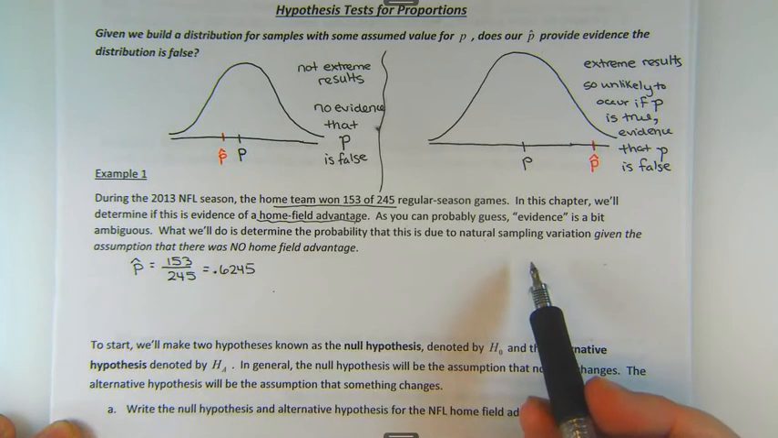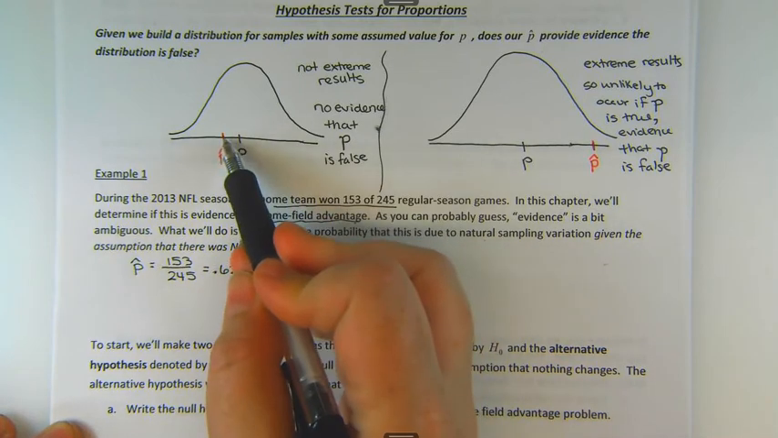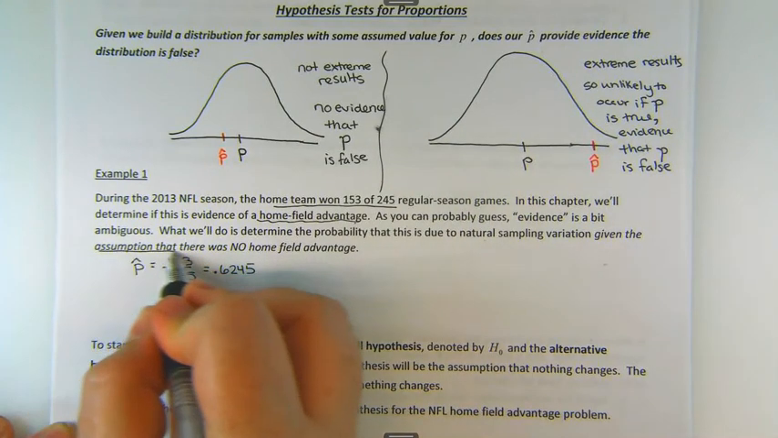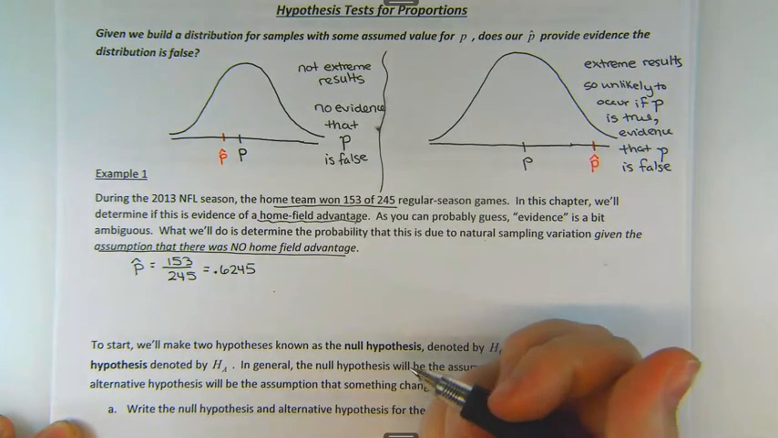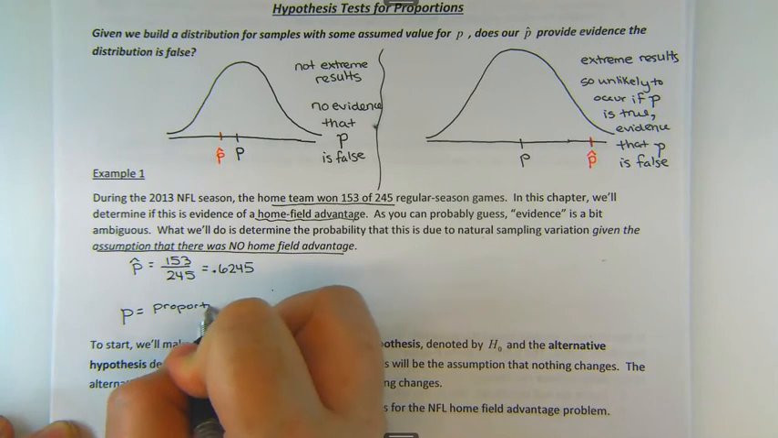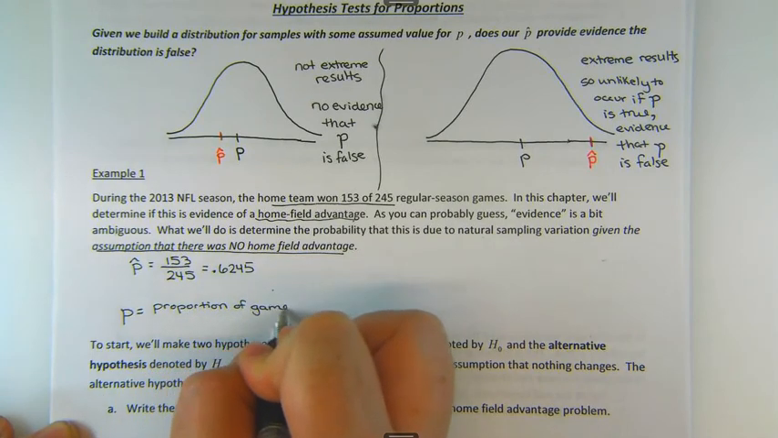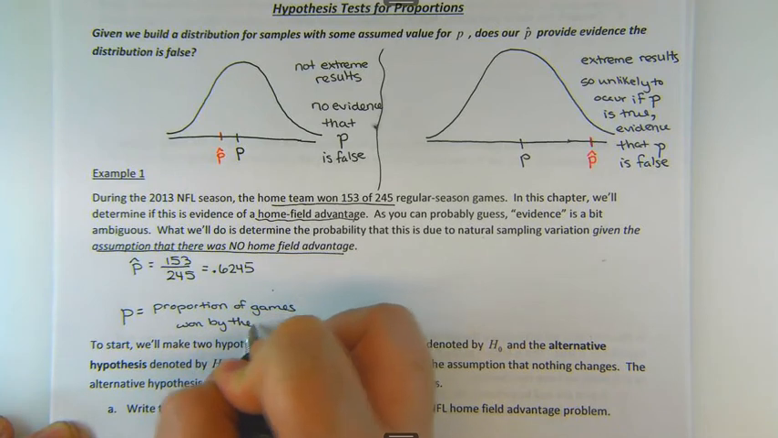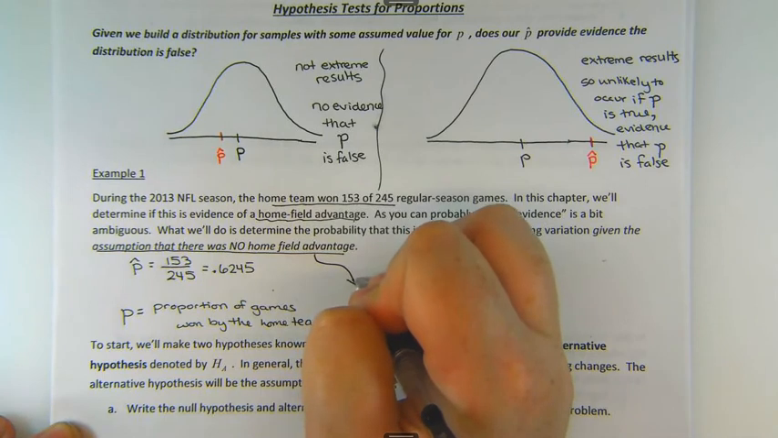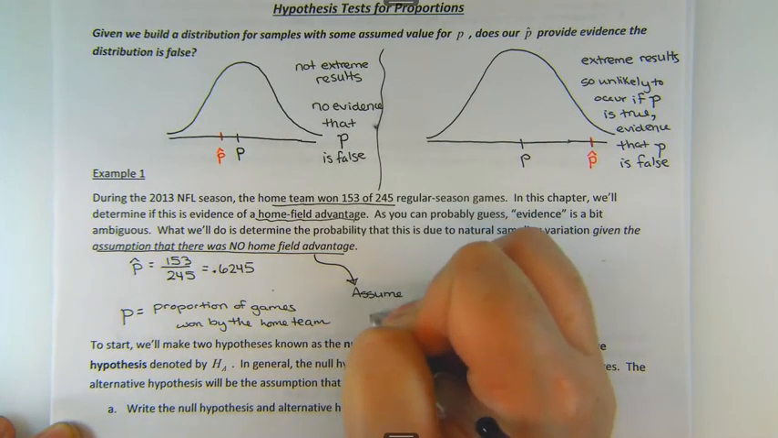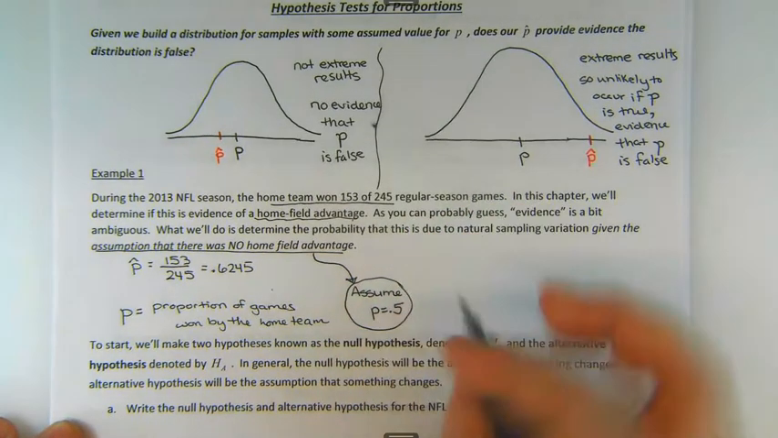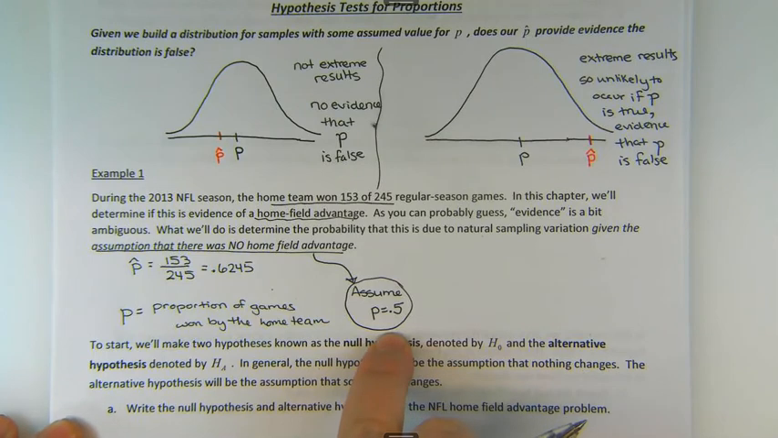So what we want to see is, is this landing close by or is this landing far away based on our assumption? And our assumption is going to be that there is no home field advantage. So if our proportion is representing this proportion of games won by the home team, then under this assumption that there's no home field advantage, what we're really assuming is that this proportion is just 50%, 0.5. The idea being that there's a 50% chance the home team wins versus the away team.